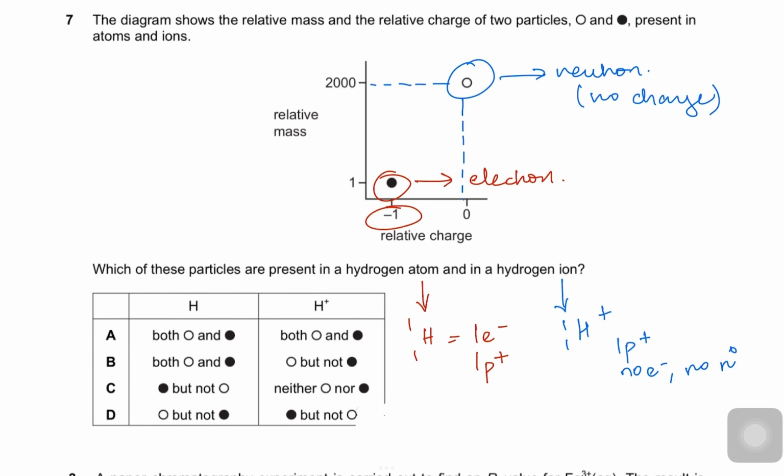Let's see. Hydrogen atom has electron and neutron both, so that's wrong. B is also wrong. Let's go for C. It has the black dot, which is electron, and not the white dot, which is neutron, so that makes sense. Hydrogen ion has neither, no neutron, no electron. So C for cat is the right answer.